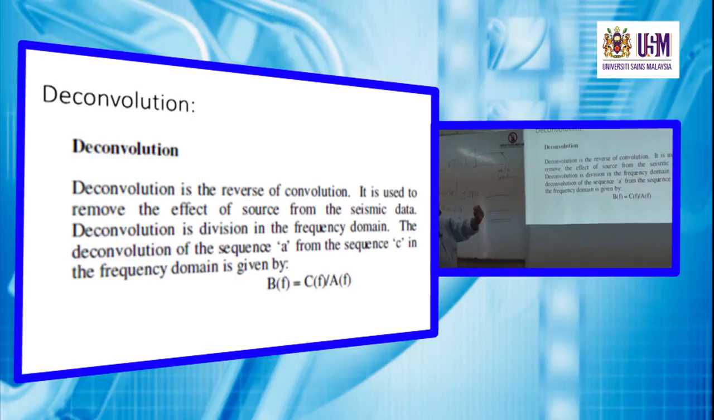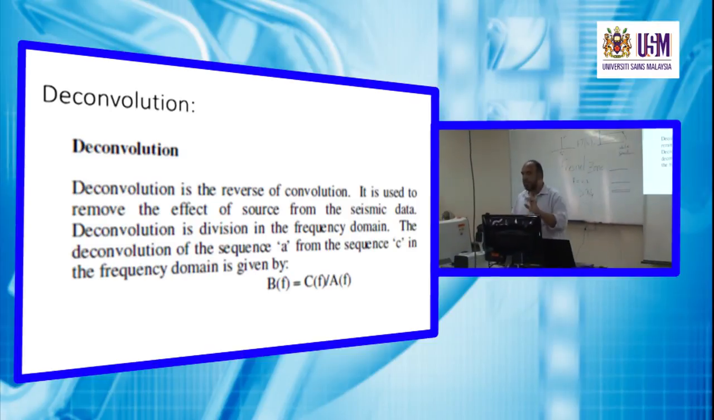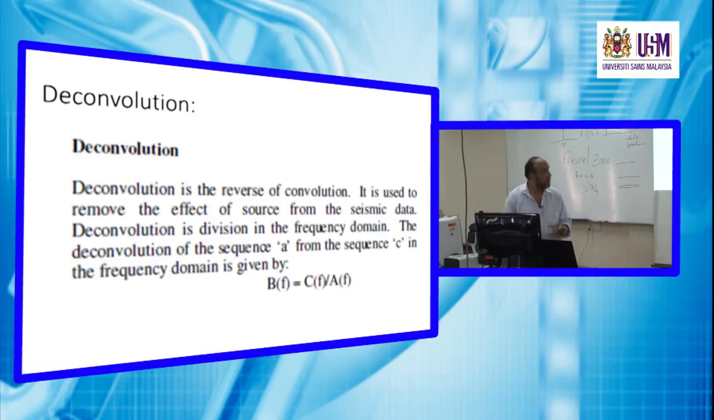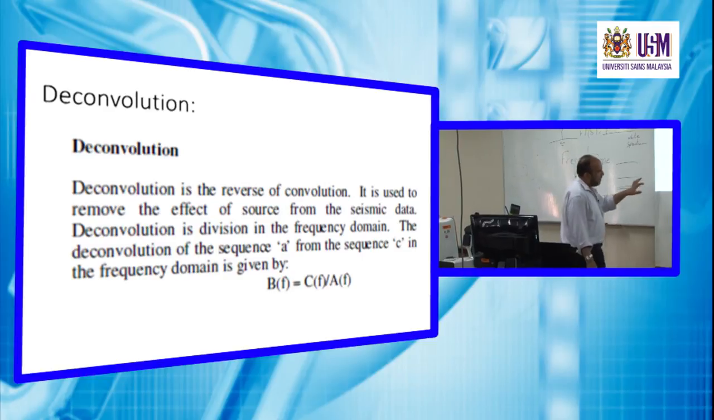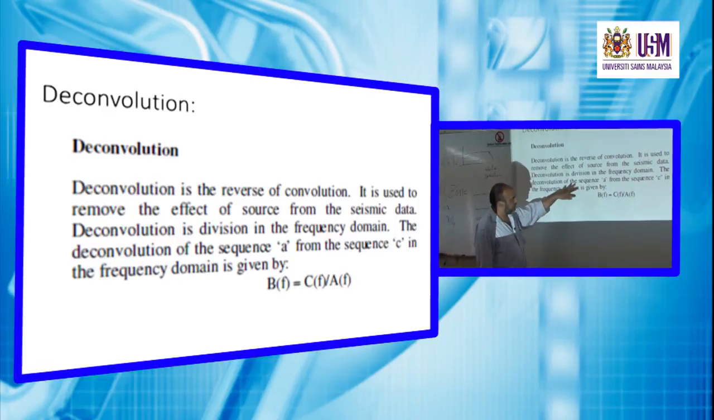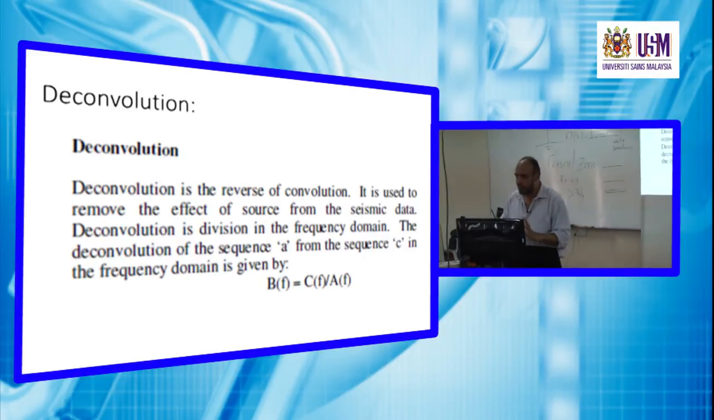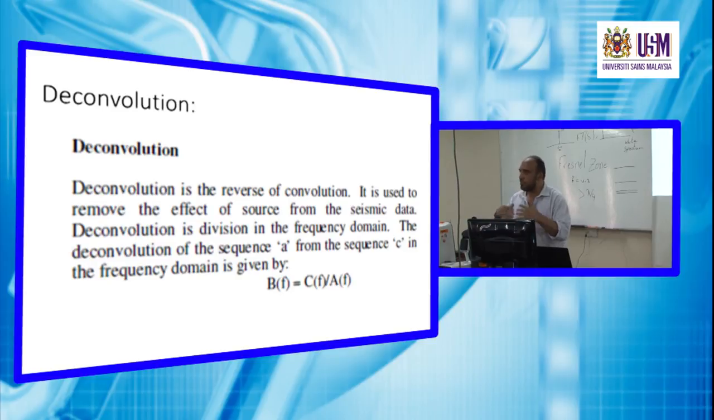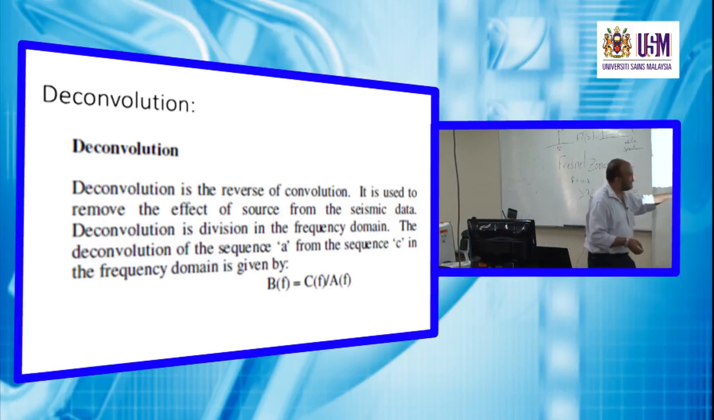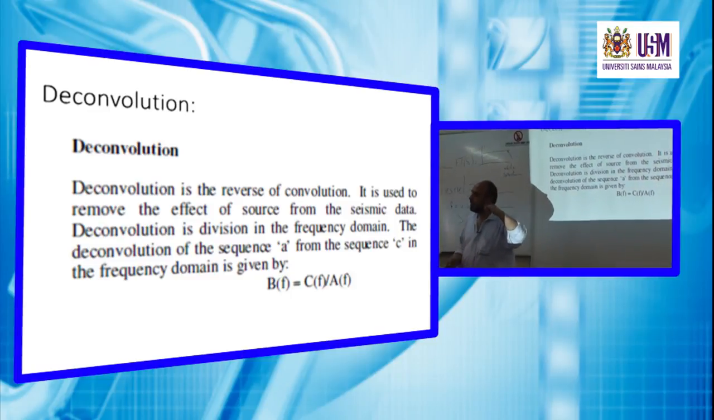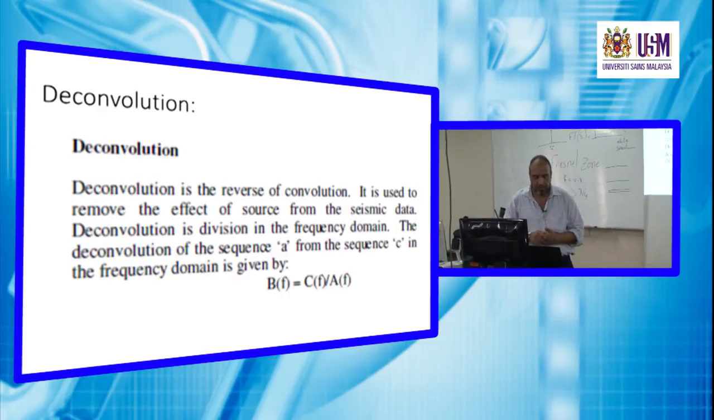Deconvolution is division in the frequency domain. As convolution is a multiplication in the frequency domain, deconvolution is a division in the frequency domain. The deconvolution of a frequency series A from the series C is given by B of F equal to the signal C divided by the signal A. As we move in our course, we realize how important Fourier transform is to our work, because it's very simple to apply deconvolution in the frequency domain, especially with a large number of samples.